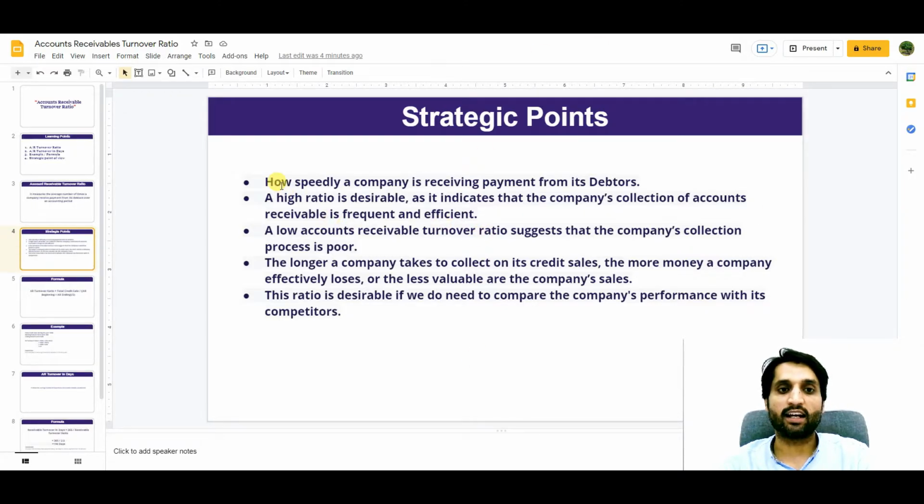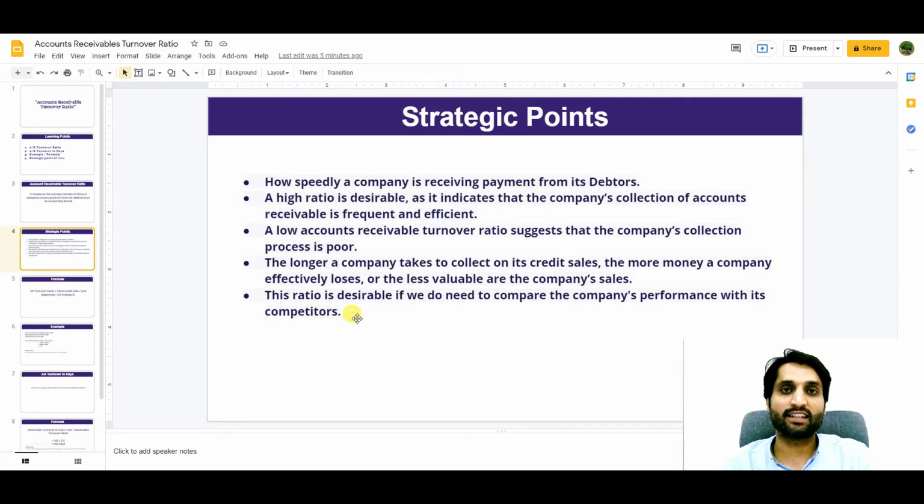Now let's see the strategic point of view, why we are using this account receivable turnover ratio. Because we will see how speedily a company is receiving payments from its debtors. A high ratio is desirable as it indicates that the company's collection of account receivable is frequent and efficient. A low account receivable turnover ratio suggests that the company's collection process is poor. The longer a company takes to collect on its credit sales, the more money a company effectively loses, or the less valuable are the company's sales. The ratio is desirable if we need to compare the company's performance with its competitors.